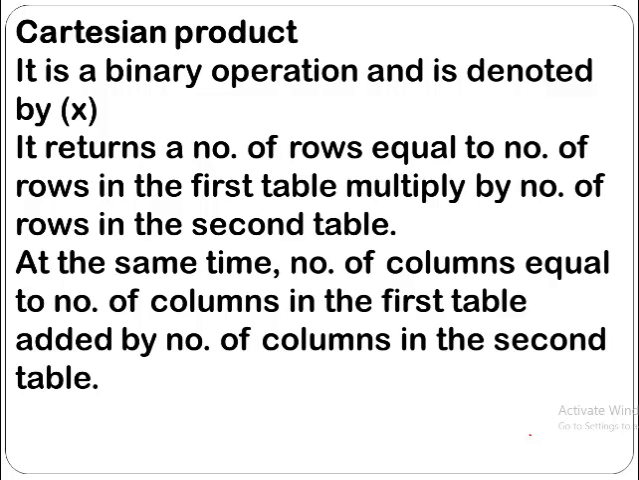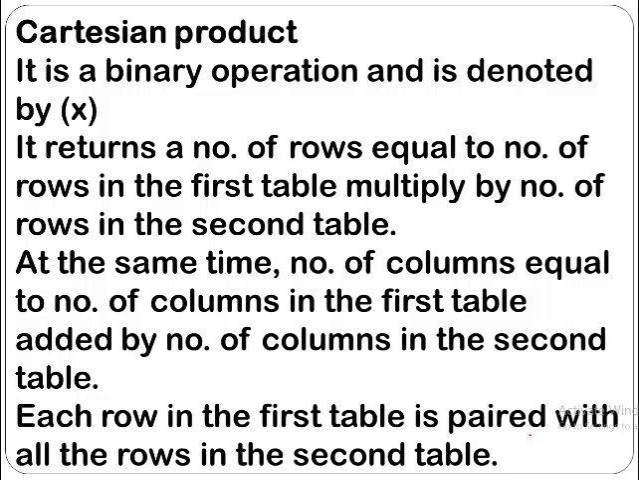At the same time, total number of columns, they are added for the attribute. Number of columns means degree. So degree of final table is equal to sum of degree of first table and second table, that is number of columns of first table and number of columns of second table. And each row of the first table is paired with all the rows in the second table. That is how Cartesian product operation is carried out.